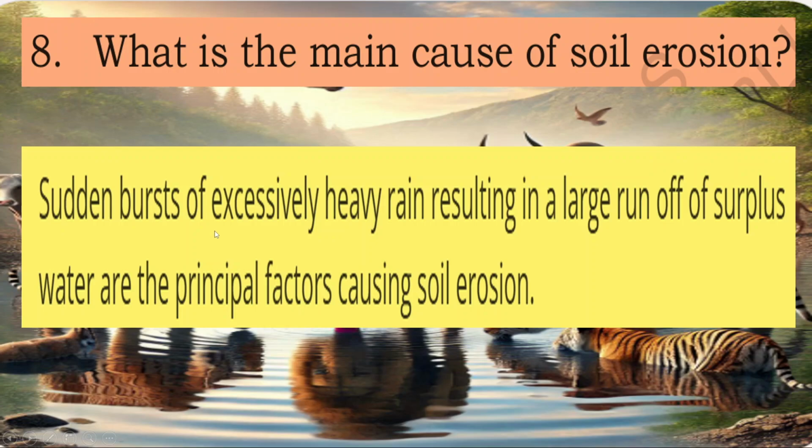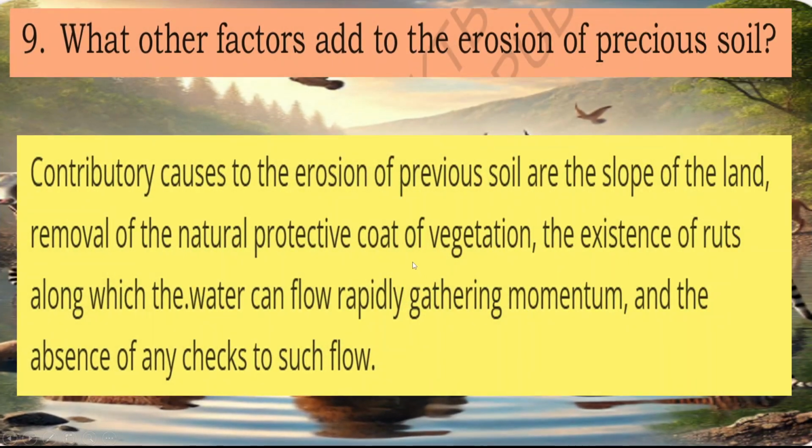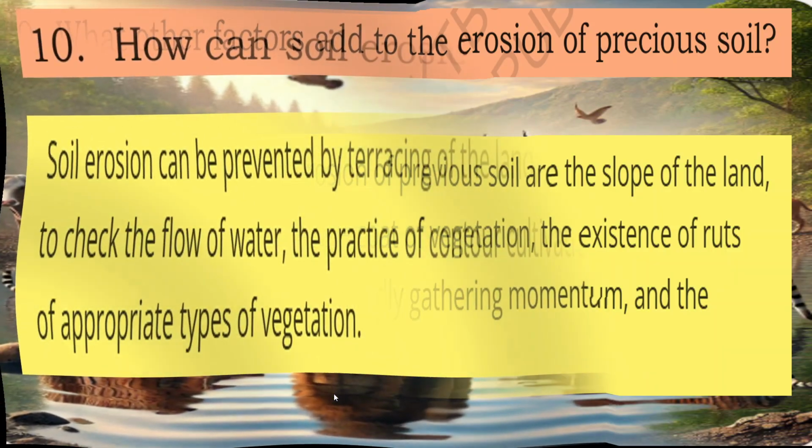Sudden burst of excessively heavy rain resulting in a large runoff of surplus water are the principal factors causing soil erosion. Ninth, what other factors add to the erosion of precious soil? Contributory causes to the erosion of precious soil are the slope of the land, removal of the natural protective coat of vegetation, the existence of ruts along which the water can flow rapidly, gathering momentum, and the absence of any checks to such flow.